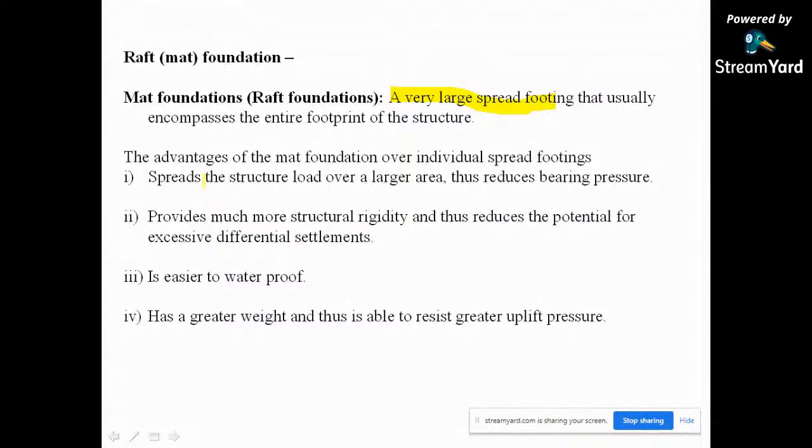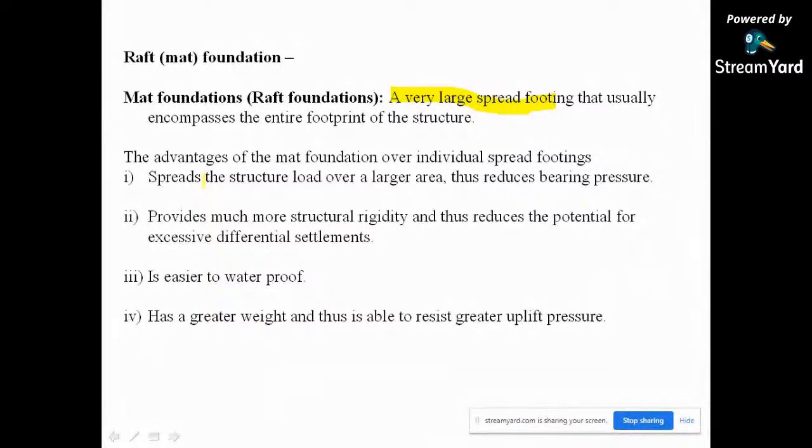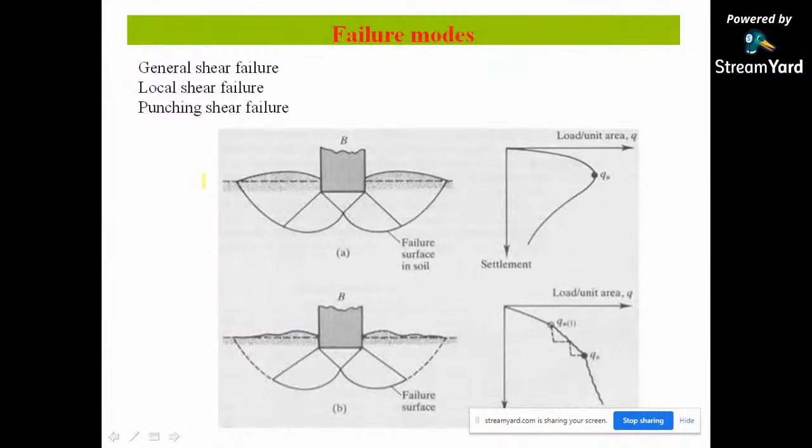uplift pressure. So all these things, mat or raft means it's just like a mat, lots of beams projecting upwards, and the columns are lifted upwards from that beam and footing. It's just a slab-beam combination at the base of your foundation. Now failure modes. There are three types of failure. One is your general shear failure, another is your local shear failure, and the third one is your punching shear failure.